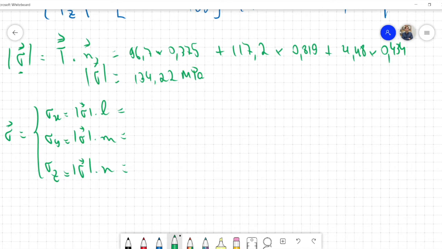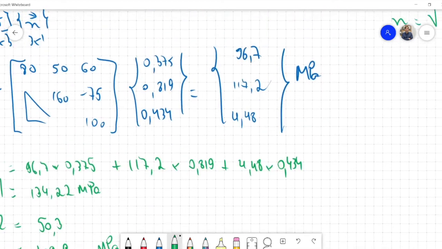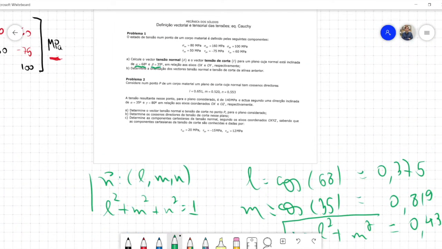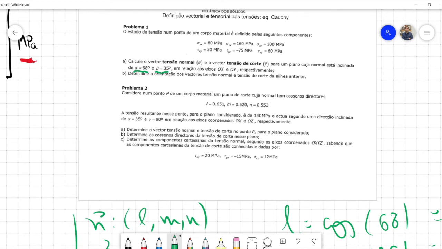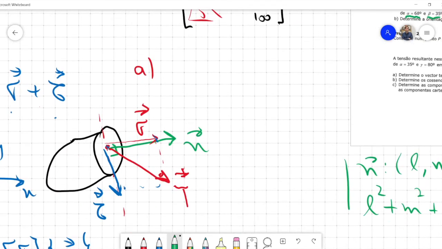And so I have the calculations, of course, and you may want to pause, so you can practice the calculations a bit. And here we have the three components of the normal stress vector. So in order to finish this first question, we also need to obtain the shear stress vector.